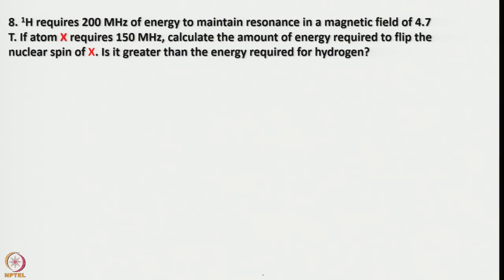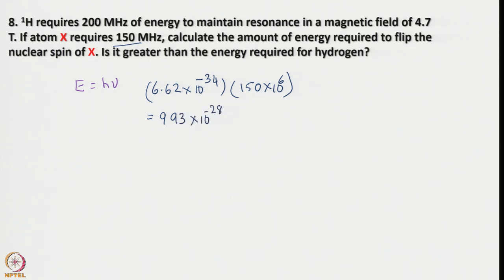One has to calculate. So here simply we should use the equation E equals h nu, and of course the h value we know. And then this value is given for X, 150 megahertz, 150 into 10 raised to 6. So this would come around 9.93 into 10 raised to minus 26 joules. So the energy required is 9.93 into 10 raised to minus 26 joules to cause resonance for X. Next, we'll calculate for hydrogen.